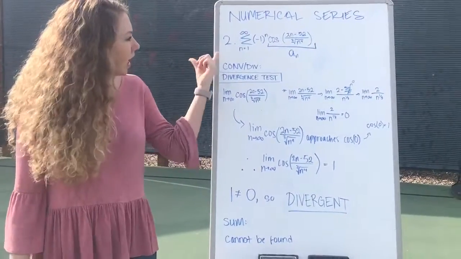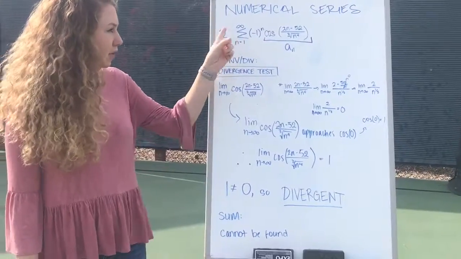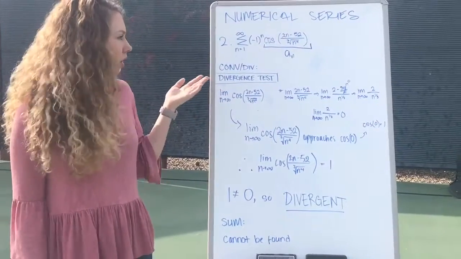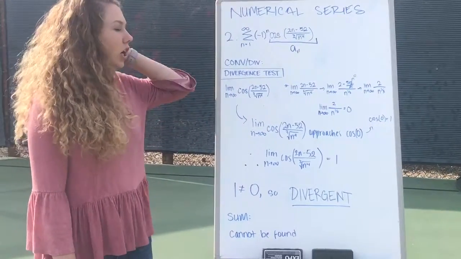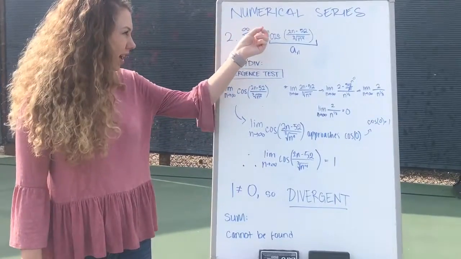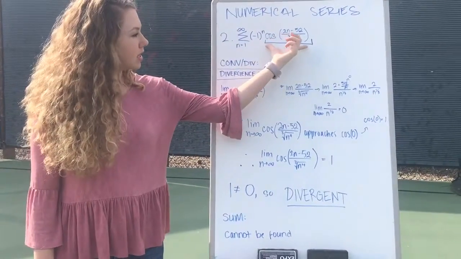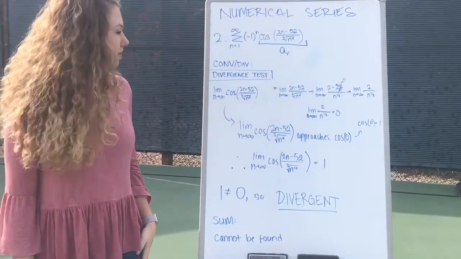So this is the second problem in our worksheet. The series starting at n equals 1 and to infinity of -1 to the n times cosine of, in the numerator, 2n minus 52, and in the denominator, n to the 4/3. And here a common mistake would be to think that you cannot do the divergence test because of this -1 to the n. But you take the limit of the a sub n part, excluding the -1 to the n, and you can still do the divergence test.